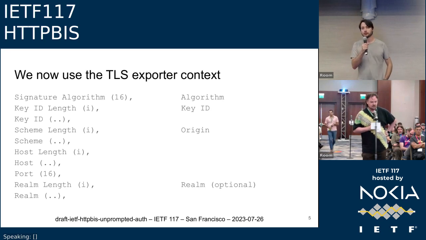Okay, so that was also a potential security issue because those things are now implicit in the derivation of the exporter, but not covered by the signature. So there's a potential confusion issue there. You get a signature failure rather than an explicit mismatch.